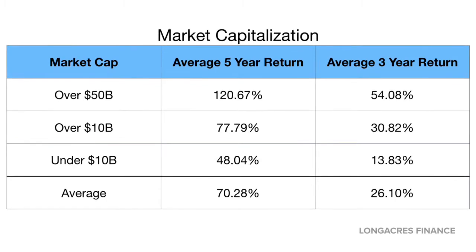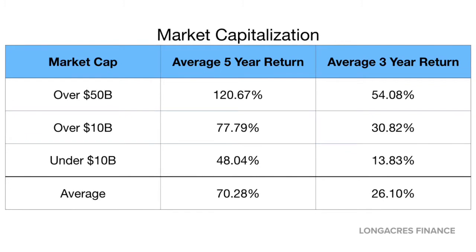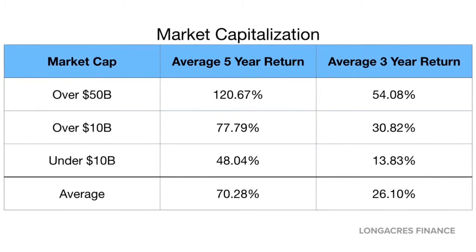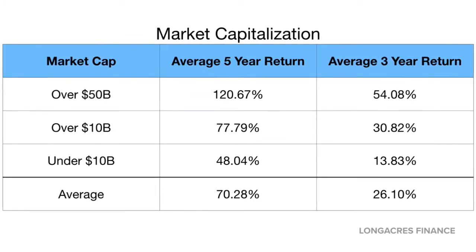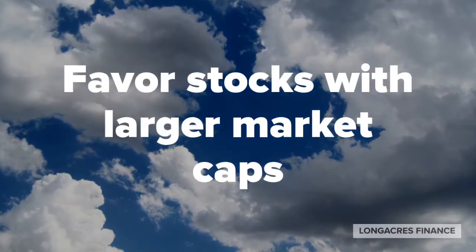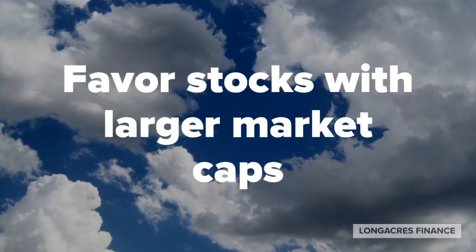As you can see in the table on your screen, stocks with a market cap of $50 billion or more on average significantly outperform stocks with a smaller market cap. Stocks with a market cap of $10 billion or more, on average, perform slightly better than the universe average, and stocks with a market cap below $10 billion, on average, underperform their larger counterparts. Based on this trend, my final screener should favor stocks with a large market cap.